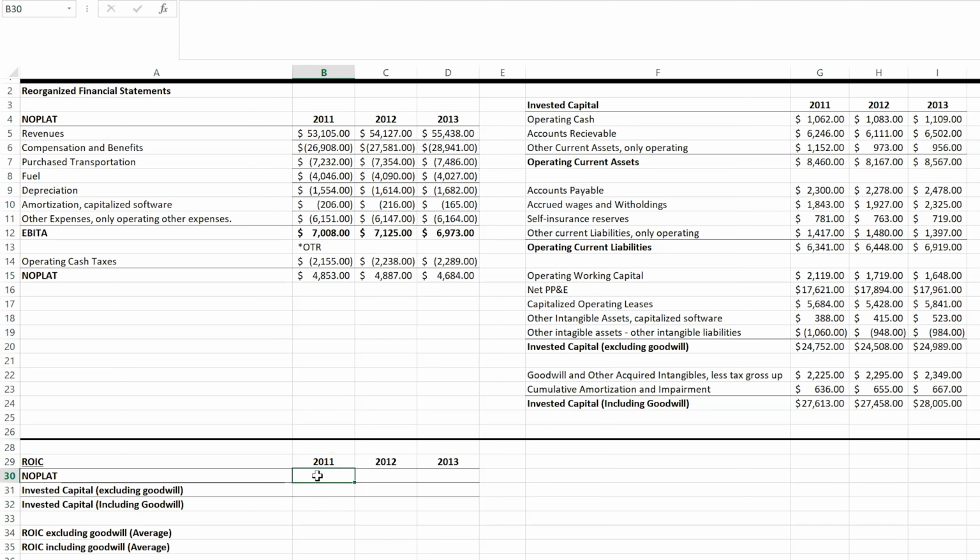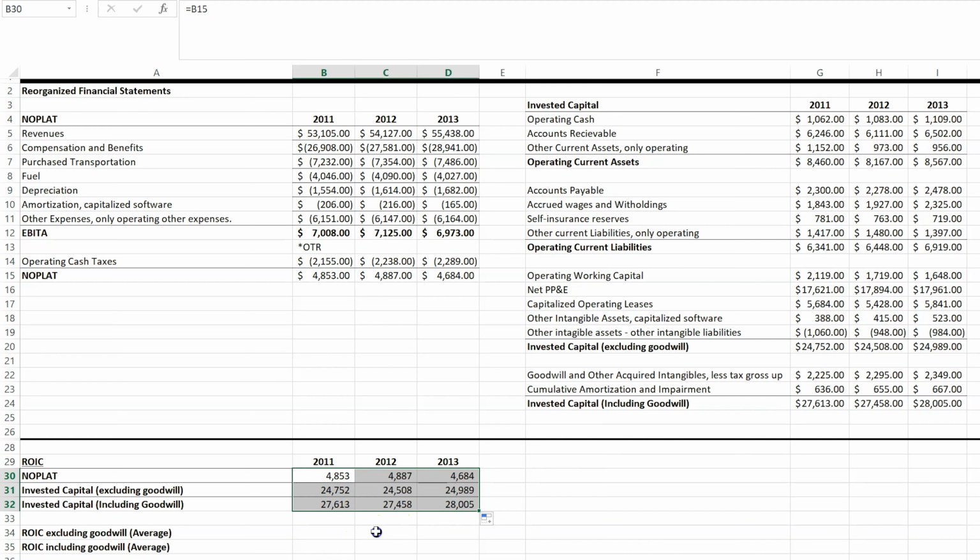Okay, so one of the main reasons why we are reorganizing the balance sheet is so that we can calculate one of the key value drivers, which is the return on invested capital. And ROIC is equal to NOPLAT divided by invested capital. And we'll do a version of ROIC both with and without goodwill. So invested capital with and without goodwill.